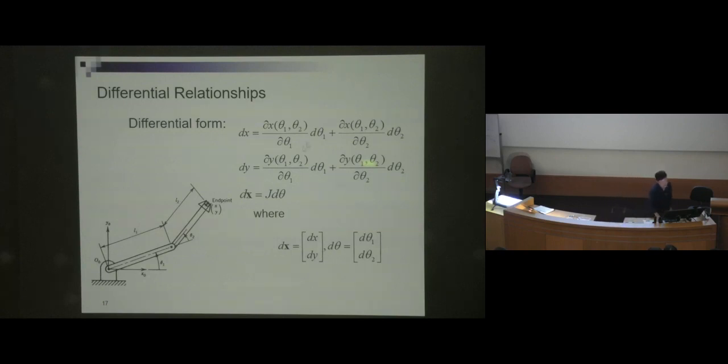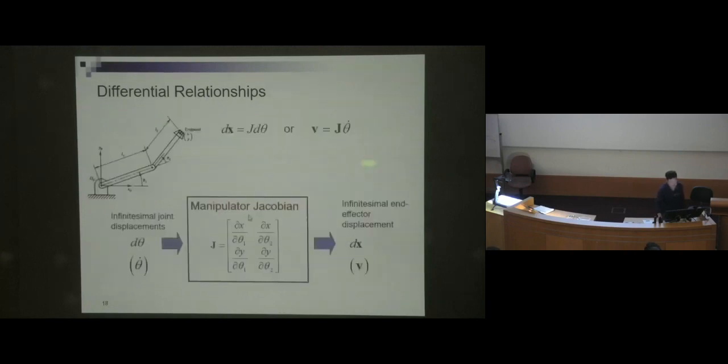You can see from here that you have d theta 1 and d theta 2, which can be represented as d theta, a 2 by 1 vector comprising d theta 1 and d theta 2. The partial derivatives of x and y contribute to your Jacobian. So your Jacobian J comprises the partial of x over theta 1, the partial of x over theta 2, the partial of y over theta 1, and the partial of y over theta 2. This Jacobian matrix is known as the manipulator Jacobian.